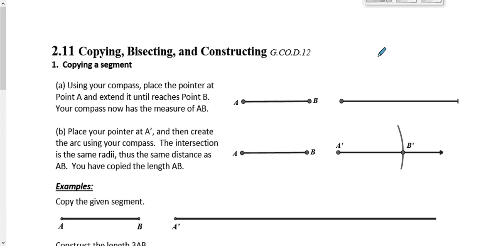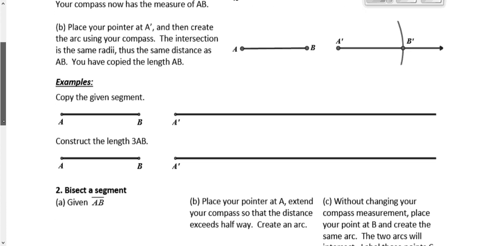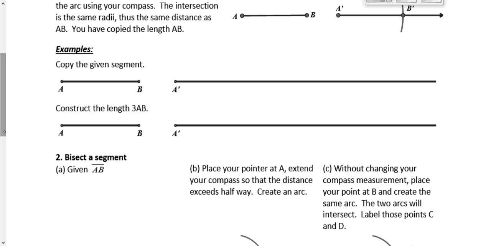So all you do is copy a segment, put your compass on A and the pencil on B, and then transfer that measurement over to here. And look, you got the segment length copied, okay? But there's different things we could do here, right? So here they have this segment, and they want you to copy it.